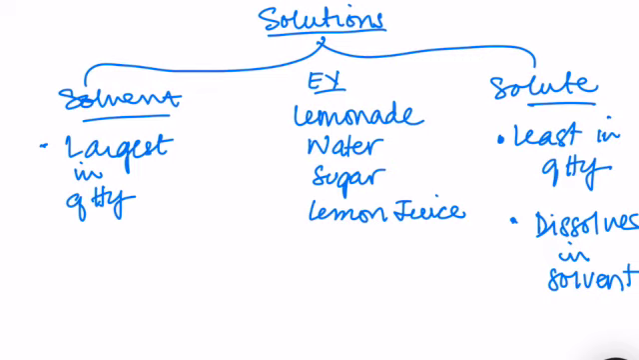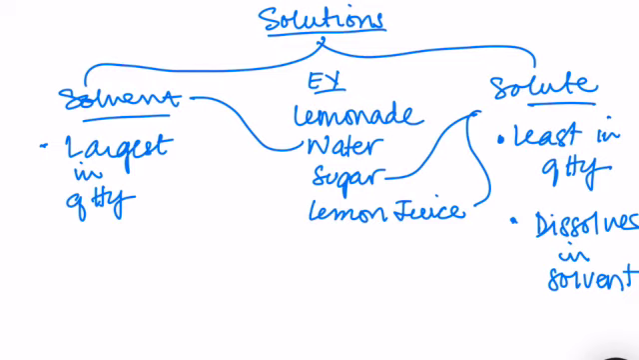In the case of lemonade, water is then our solvent, and sugar and lemon juice is the solute, because we have water in the most quantity, and then sugar and lemon juice are in the least quantity, and sugar and lemon juice are what are dissolving in the solvent, which is water.